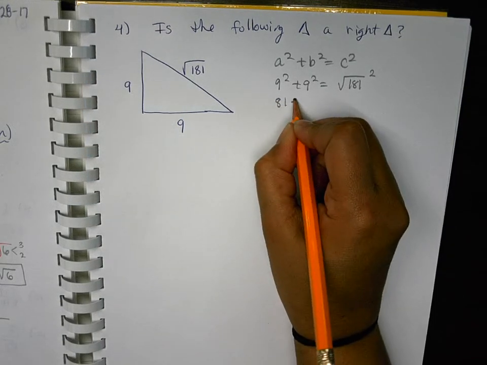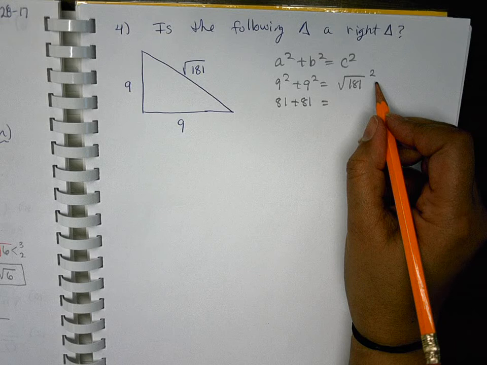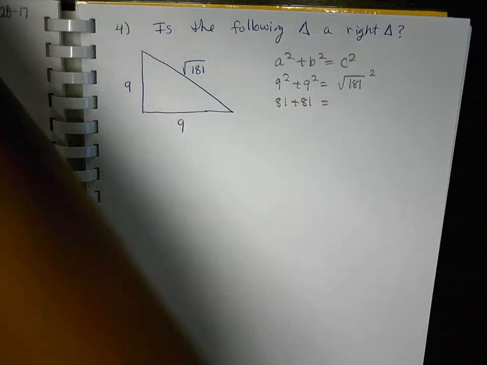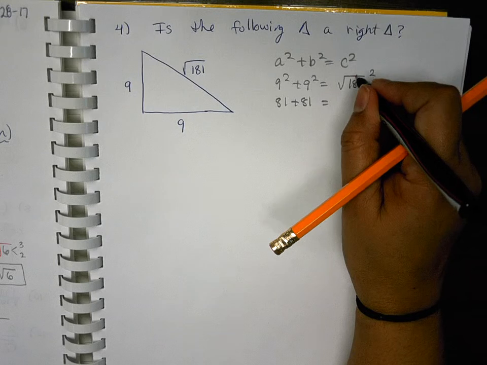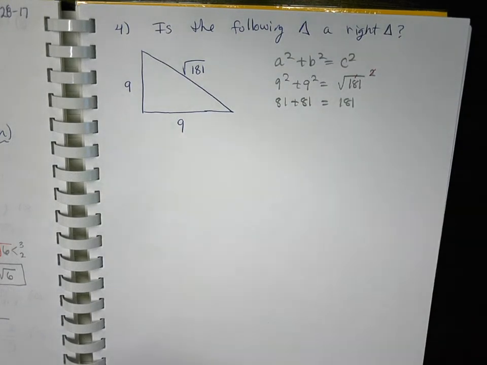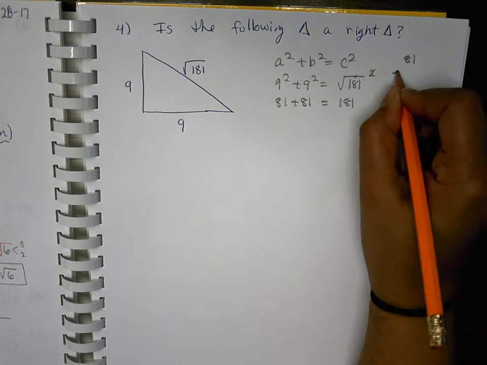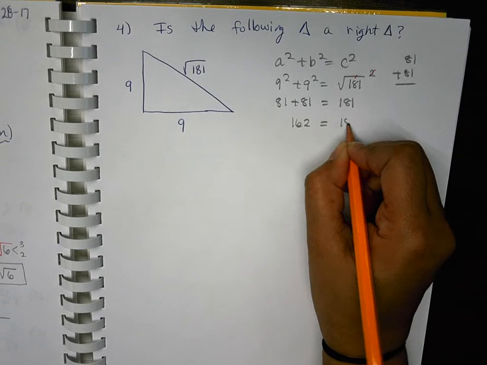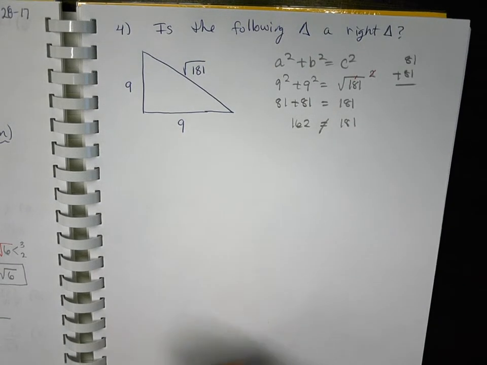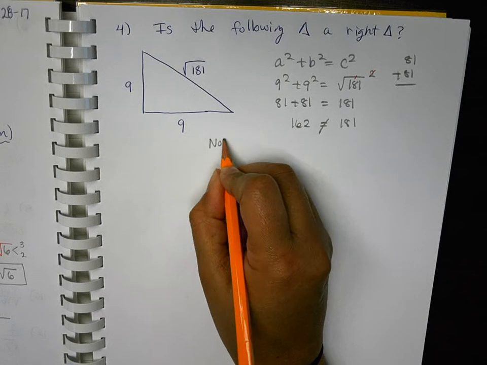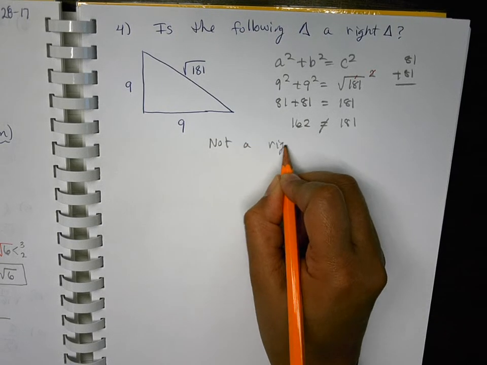81 plus 81 equals, what happens here with the square root and the squared? And what do I end up with on the right hand side? 181. Can you guys quickly add up 81 plus 81, or 81 times 2? 162. Does 162 equal 181? It does not. If it does not equal, what does that mean about this triangle? It's not a right triangle.